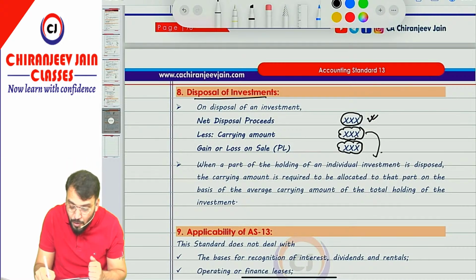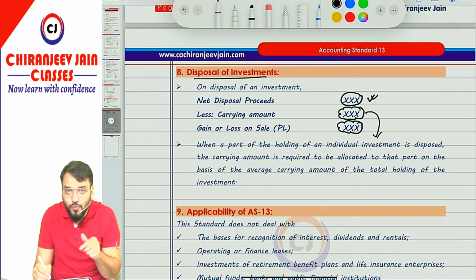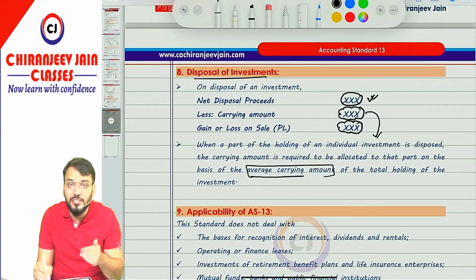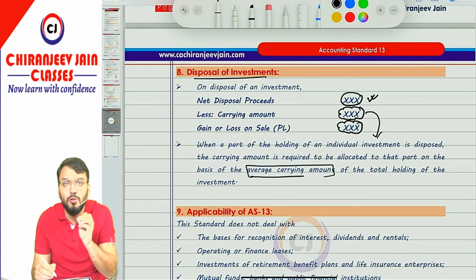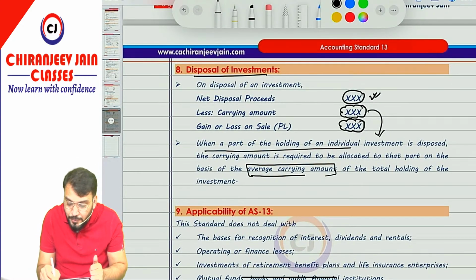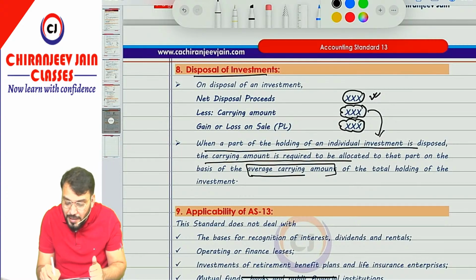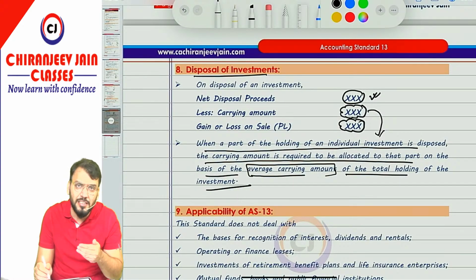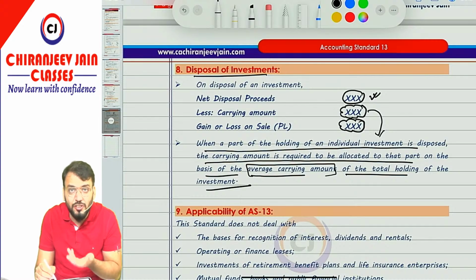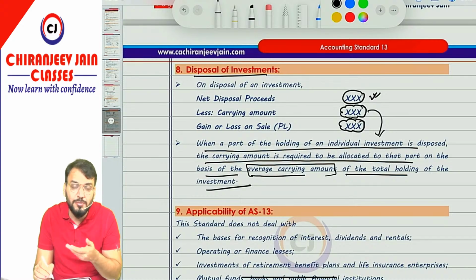Now how to find out the carrying amount of investment sold? AS 13 says that to find out the carrying amount of investment sold, we always use average carrying amount. Suppose you purchased 10,000 equity shares, and out of these you sold 2,000 equity shares. So we need to find out the average carrying amount, and that will become the carrying amount of the investment sold. When a part of the holding of an individual investment is disposed of, the carrying amount is required to be allocated to that part on the basis of the average carrying amount of the total holding of the investment. In simple words, the cost of investment sold will be calculated by applying the weighted average price method. We'll understand how to calculate weighted average price by taking some questions.